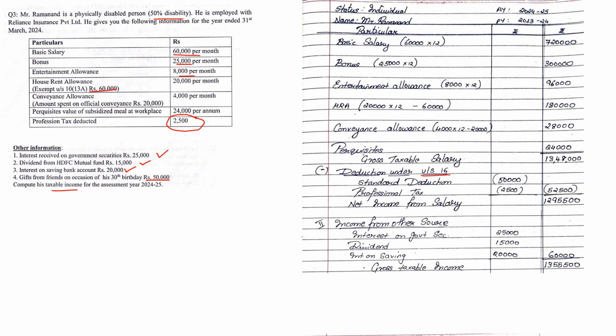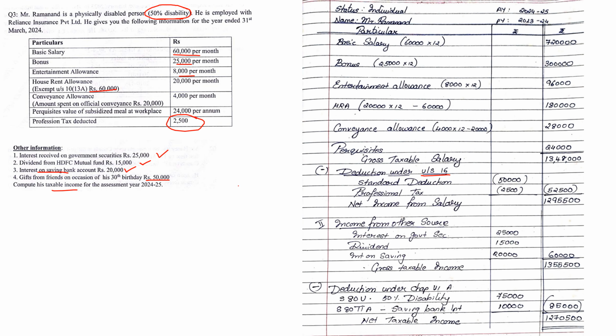Last part is deduction under chapter 6A. Let us see what deduction we can claim. If the person himself is disabled, with disability less than 80 percent, then a 75,000 deduction can be claimed. Secondly, interest on saving bank comes under section 80TTA, maximum limit 10,000. These 2 deductions can be seen in the sum. So deduction under chapter 6A: section 80U, 50% disability, 75,000; section 80TTA, saving bank interest, 10,000. Total 85,000 in the outer column, negative. So 13,55,500 minus 85,000, the net taxable income comes to 12,70,500.